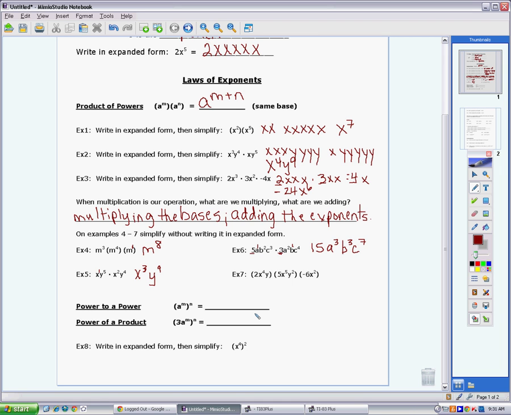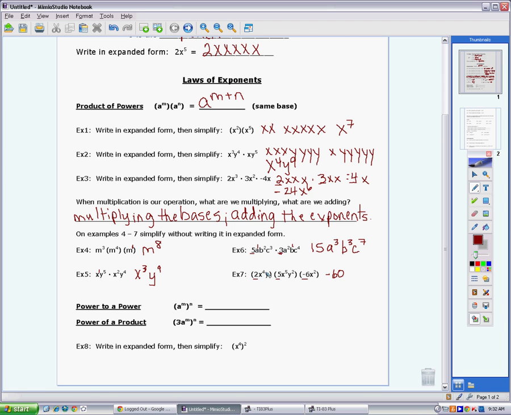Number 7. Again, I'm going to go ahead and multiply my coefficients. So 2 times 5 is 10. 10 times negative 6 is negative 60. And then I'm going to look at each base. I have two different bases here. So I have my x's.